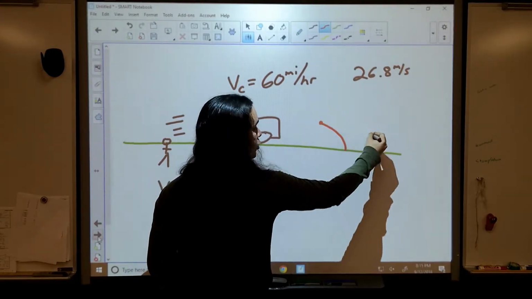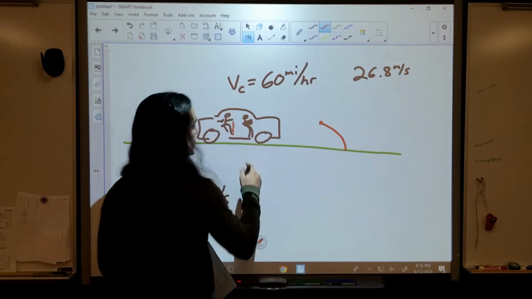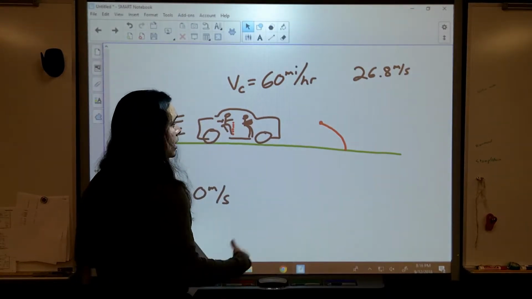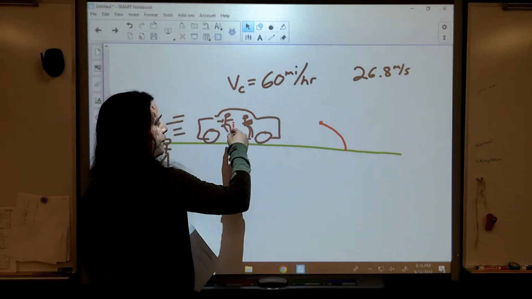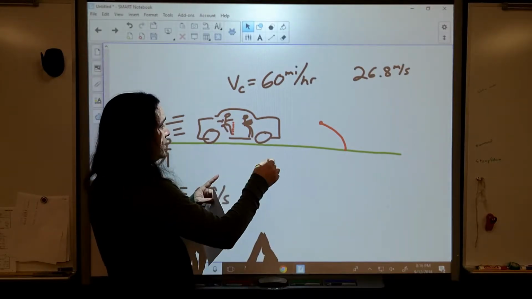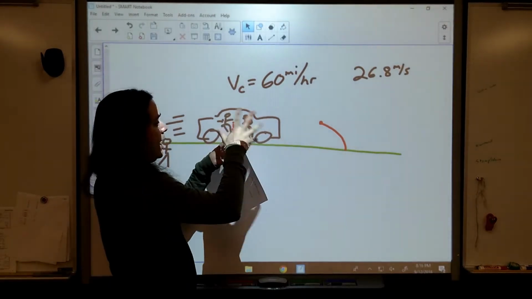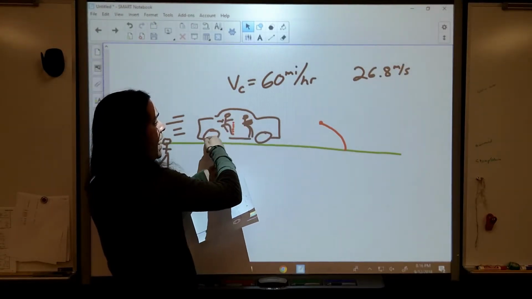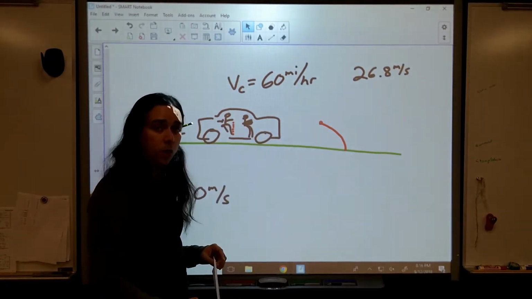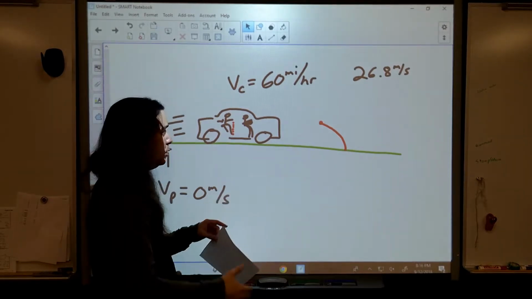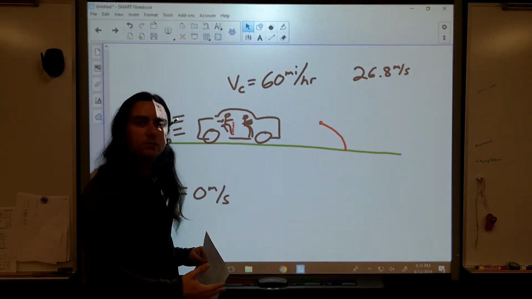It would fall down but still be moving forward at the 26.8 meters per second. Why? Because it's in that reference frame, and that's how fast it was going to begin with. Now, if you hold it outside the window and you let go of it, it would appear to fall backwards because of air resistance. A force is going to apply on it, which will then change its motion some.